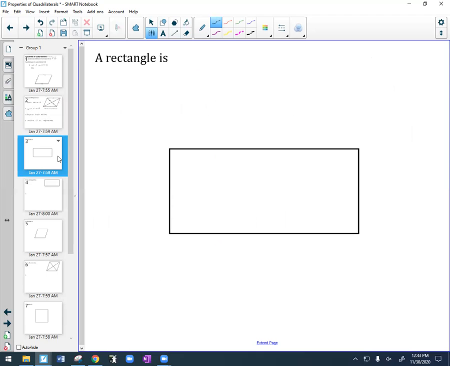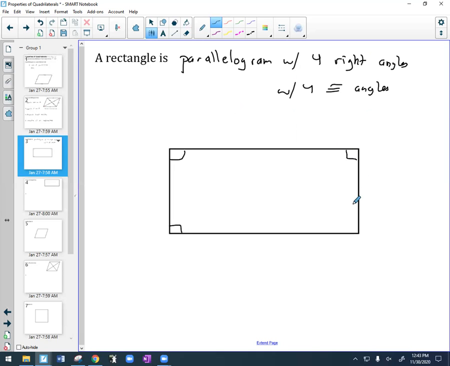A rectangle is the next shape. This is a parallelogram with four right angles. Or you can say a parallelogram with four congruent angles, because if they're all 90, then they're all congruent. So it would just be like this, a bunch of boxes.